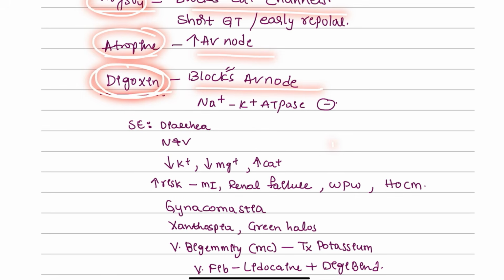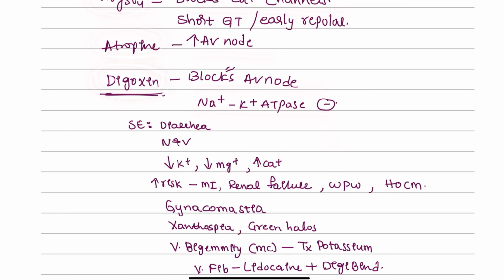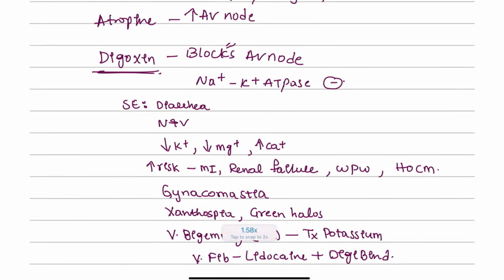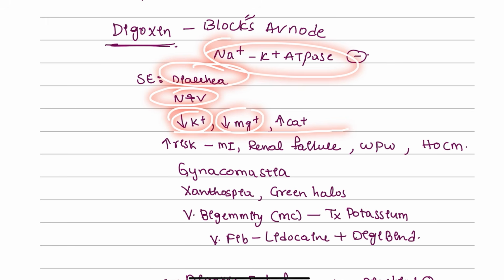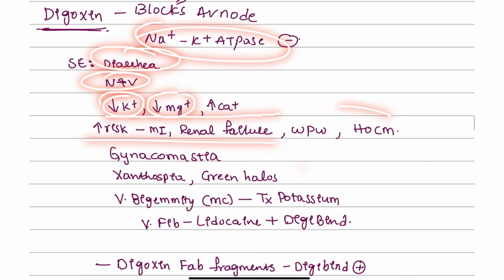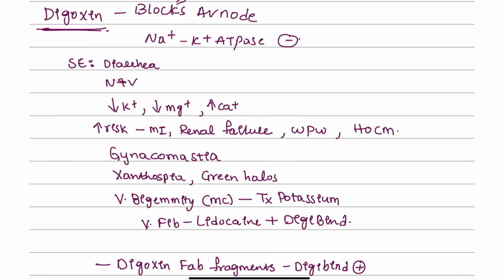And coming to digoxin, it is going to block the sodium potassium ATPase pump. What happens? Diarrhea, nausea, vomiting, decreased calcium, increased calcium, decreased potassium and decreased magnesium will be seen because we are blocking the sodium potassium ATPase exchanger. Next, risk of MI, renal failure, WPW syndrome triggering and increased complications of hypertrophic obstructive cardiomyopathy will be seen. Gynecomastia, xanthopsia, green halos, and ventricular bigeminy are commonly seen with this patient.